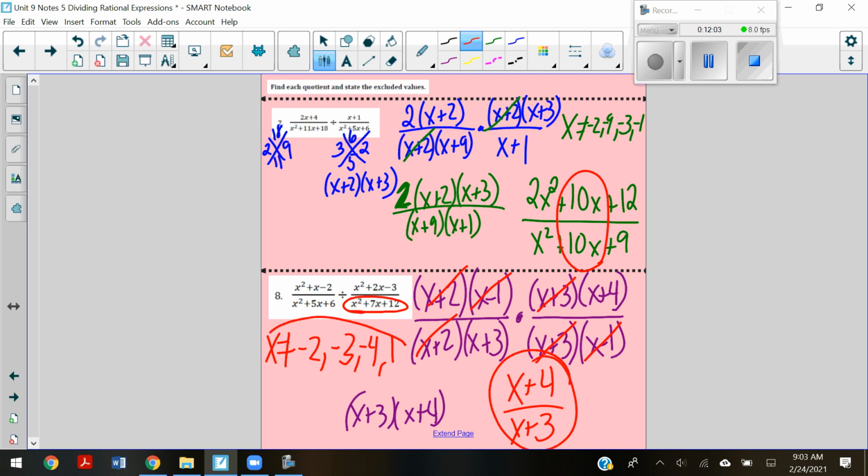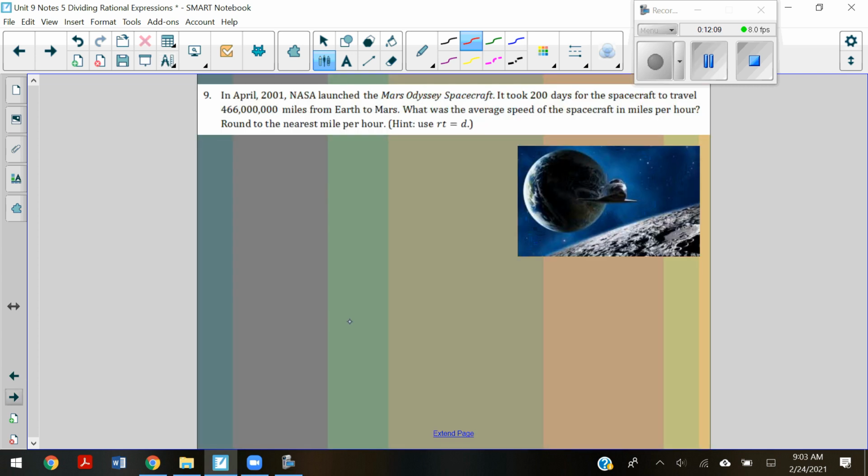Okay, so let's go ahead and do a word problem. This word problem doesn't really have division in it, but we're going to go through it. In 2001, NASA launched the Mars Odyssey spacecraft. It took 200 days for the spacecraft to travel 466 billion miles. And this actually should say kilometers, it's not miles. It's like 295,000 miles or million miles, something, I don't know. What was the average speed of the spacecraft in, let's just go with kilometers per hour? We'll just start with that.